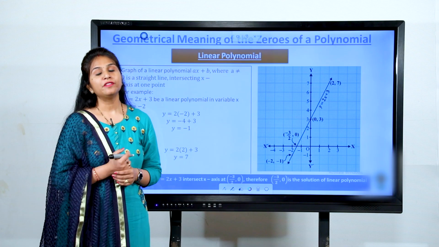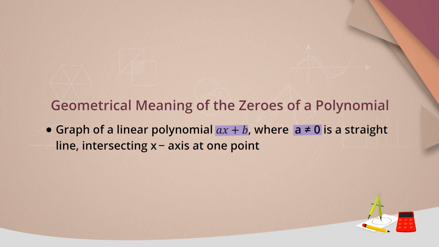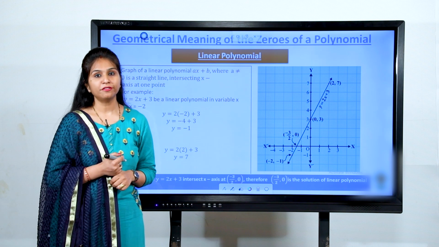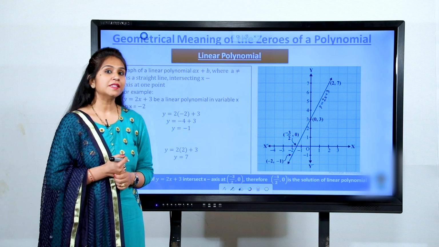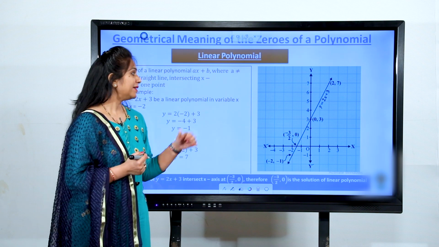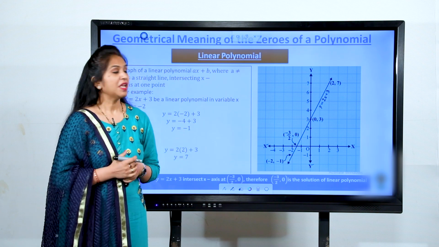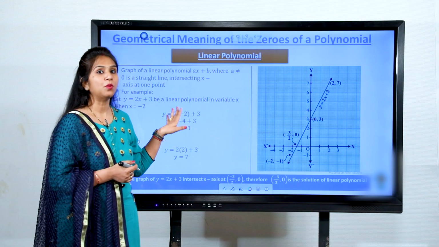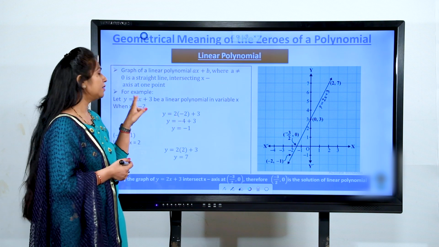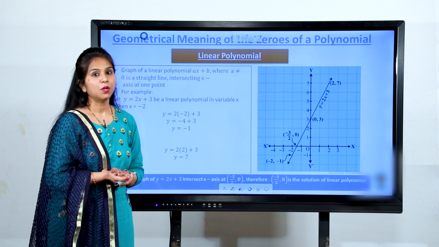The general form of a linear polynomial is ax plus b, where a is not equal to 0. Children, we know whenever we plot a graph for a linear equation or linear polynomial, it will always be a straight line. Let us understand this with an example. Let y equals 2x plus 3 be an example of a linear polynomial. As you can see here, the degree of the variable is 1.